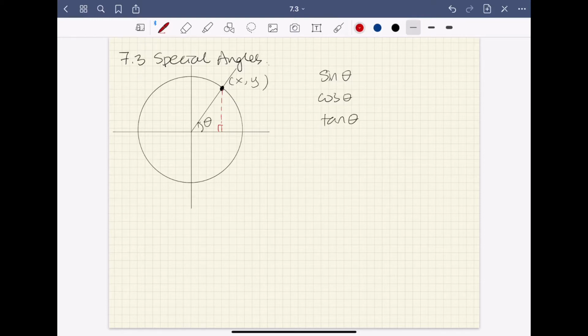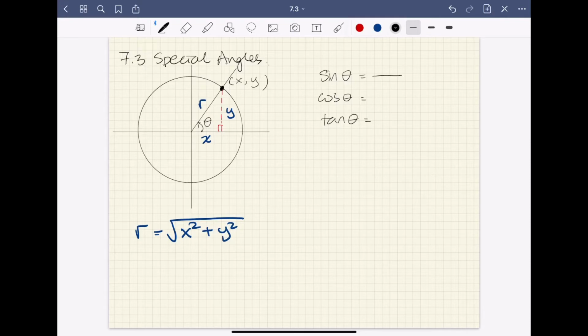triangle, correct? And we know from last time that the opposite side of our theta here is y. The adjacent side of our theta is x, and the hypotenuse is this one. Let's use r to represent the hypotenuse. We know that the hypotenuse is equal to the square root of x squared plus y squared by Pythagoras theorem. Now let's talk about the three trig ratios in terms of x, y, and r.